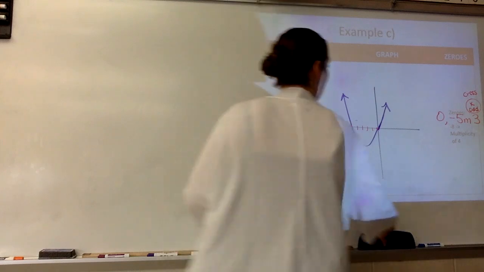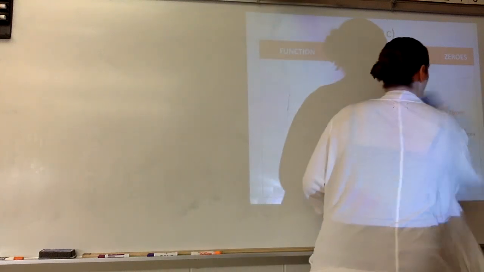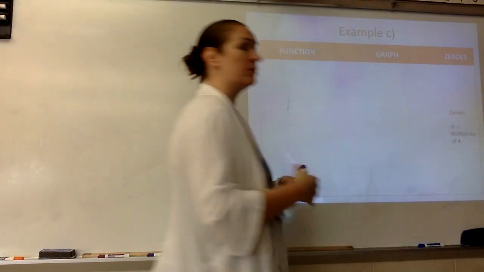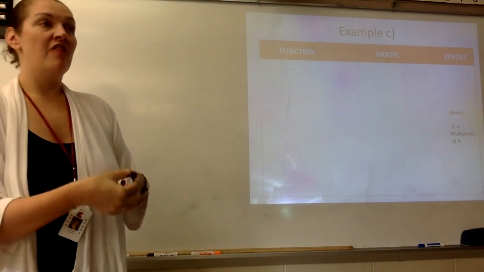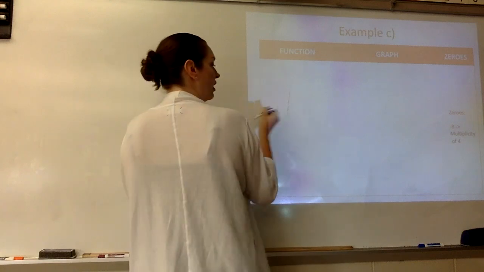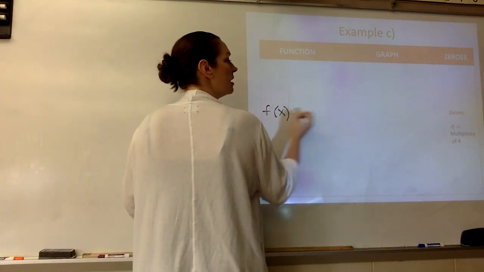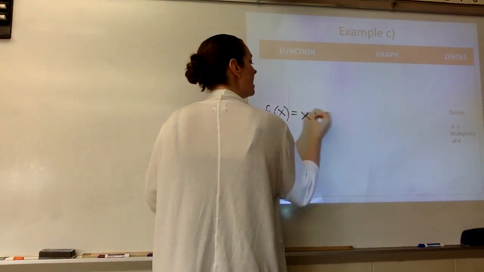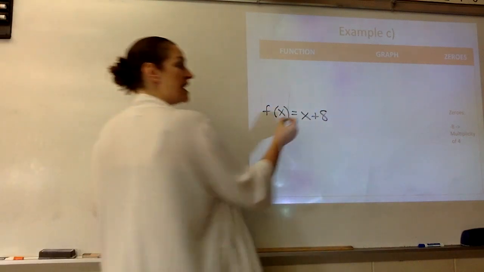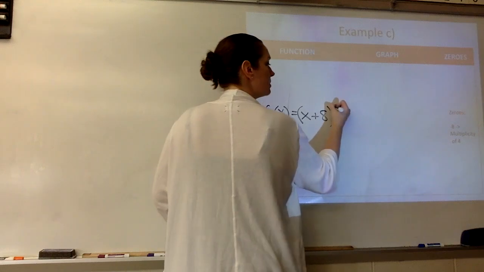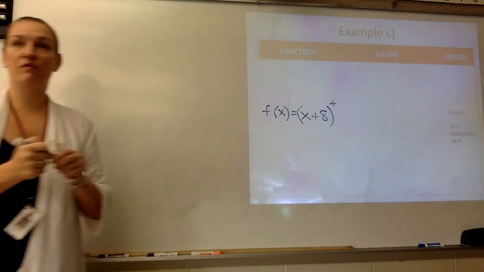All right, so we look at example C. Now we're going to go in a different direction. Now we're going to start here. We're told the zeros are negative 8 with a multiplicity of 4. That's going to translate back over here to f of x is equal to x plus 8. That's that quantity thing we were talking about earlier in purple. Plus 8, there's the sign flip, and a multiplicity of 4 tells me that I have that to the 4th power.